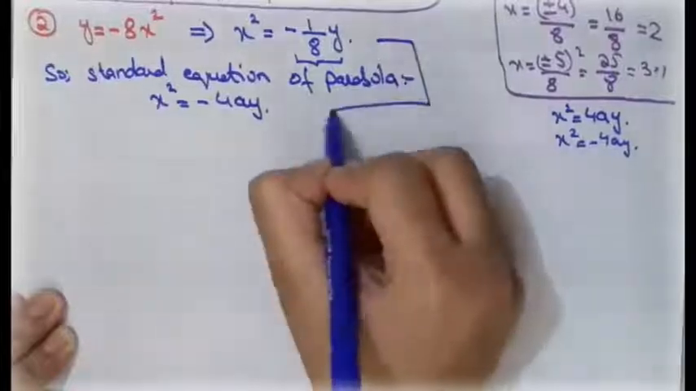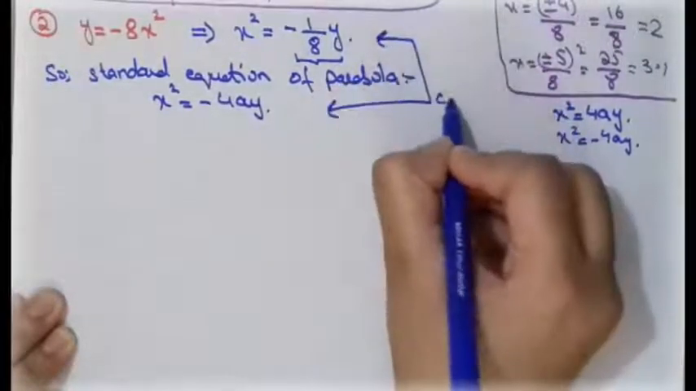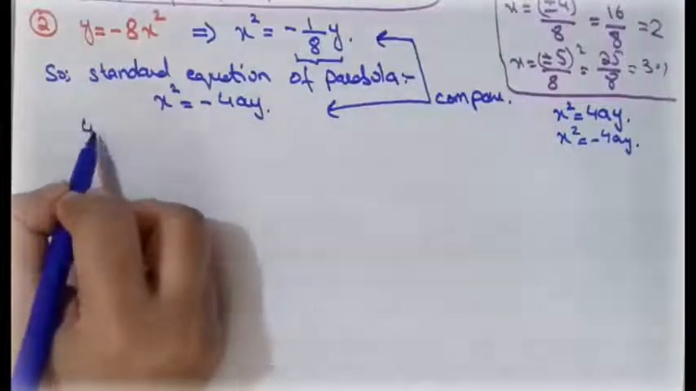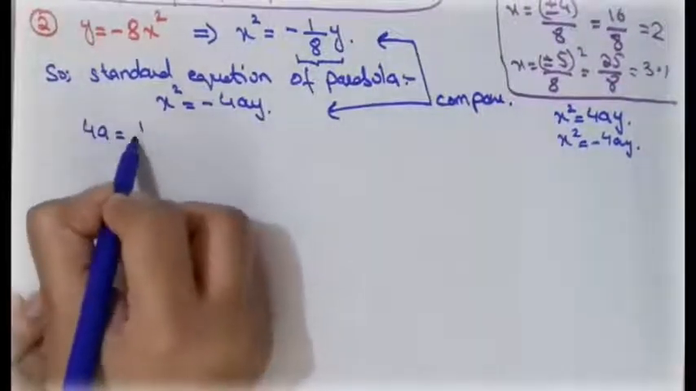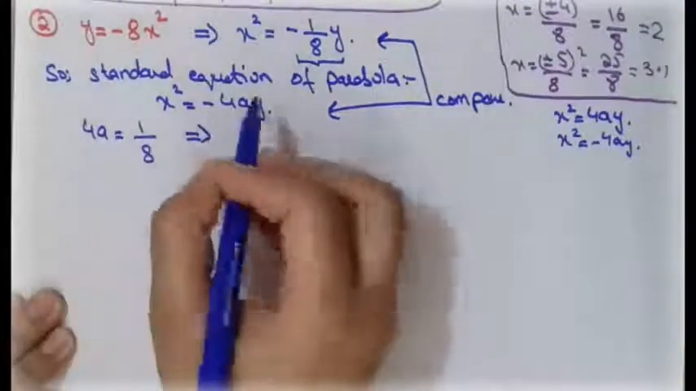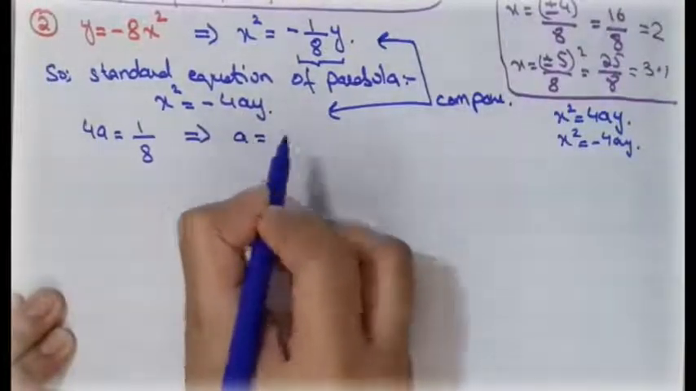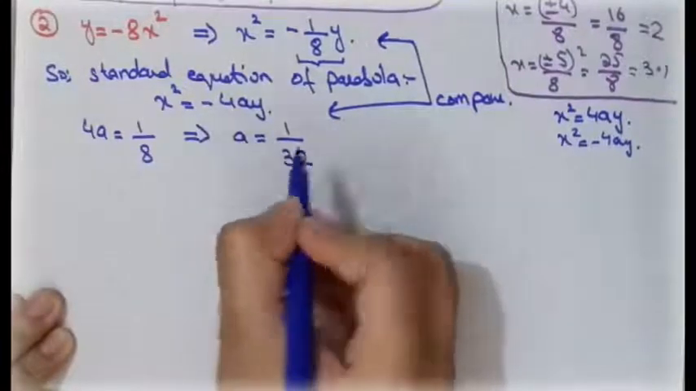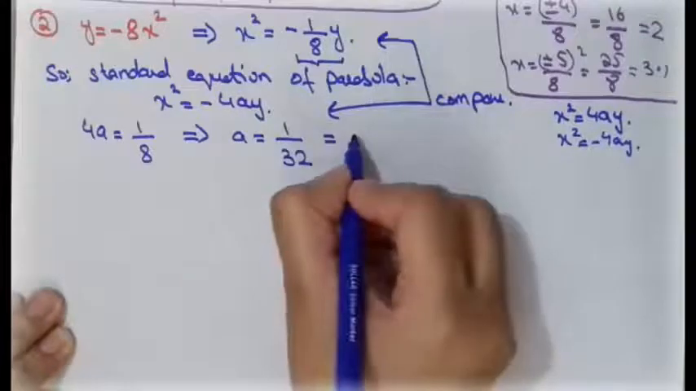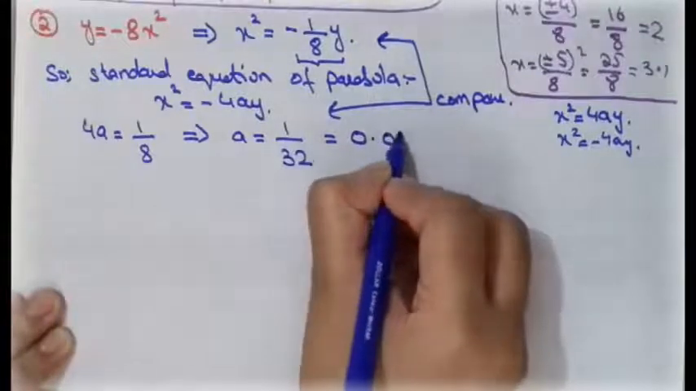And if we compare these two equations, then what we will get is 4a equal to 1 divided by 8. So we have to find the value of a. If we simplify, it will be a = 1 divided by 32, and if we divide 1 by 32, we will get a decimal which is 0.031.